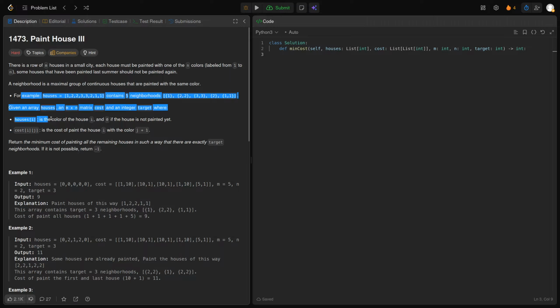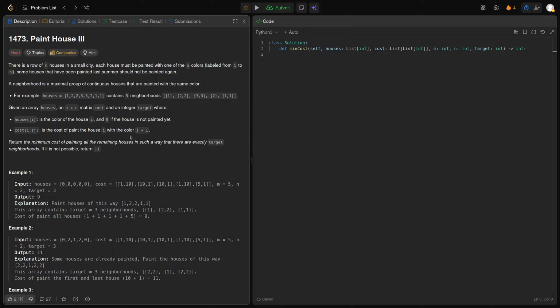And then we get the target, which means that we should paint the houses with minimum cost such that there are exactly target neighborhoods, and a neighborhood is essentially a continuous sequence of houses. So this is a neighborhood, this is a neighborhood, this and this.